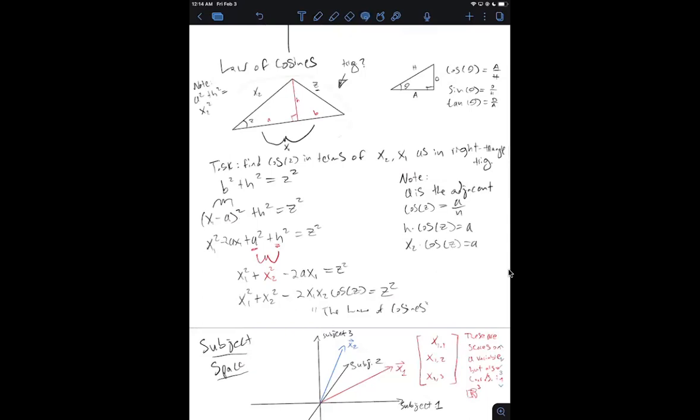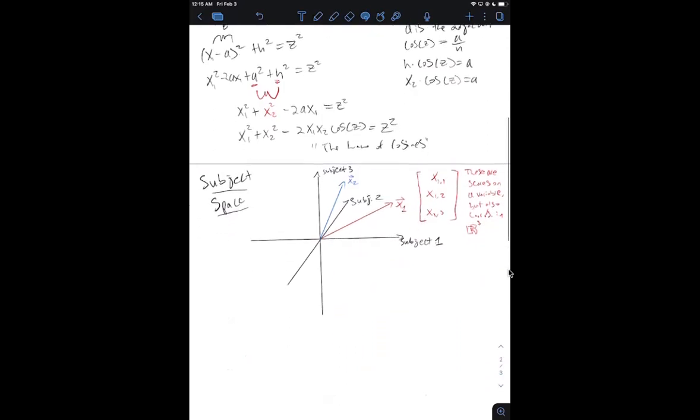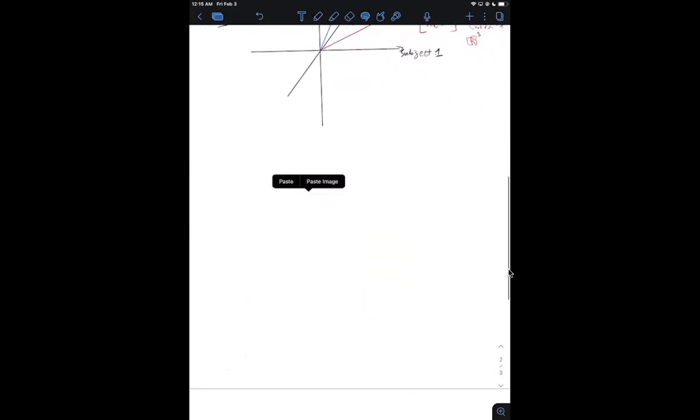So I'm going to show you just one more trick. Oops, I'll come here. I'm going to show just one more trick because this is almost the trick, but we need to do something with z. So remember that our law of cosines right here tells us that x1 squared plus x2 squared minus 2 times the product of them times the cosine of z is equal to z squared. So this, remember, is our picture.